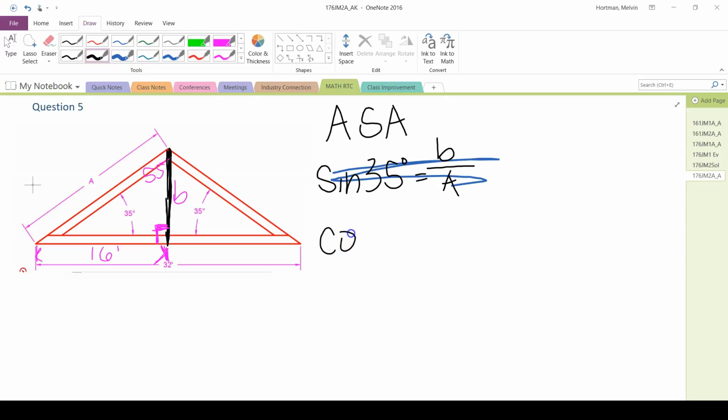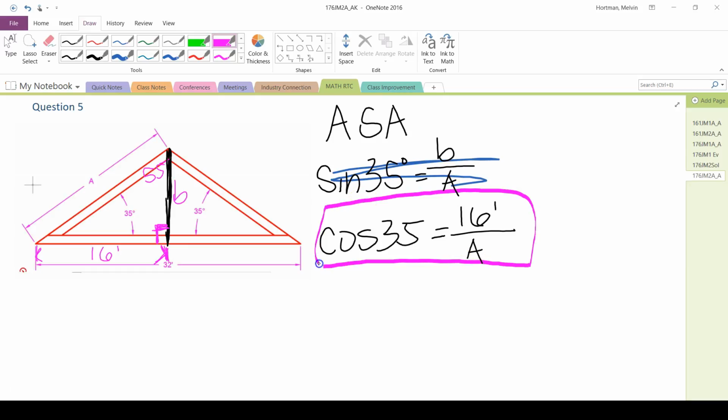Let's try cosine. Cosine of 35 is equal to the adjacent, which is 16 feet, over side A. Oh, looky here. The only unknown in our equation is the unknown that we're looking for. Everything else is information that we know. So this is what we'll use to solve for side A. Let me scroll up here.